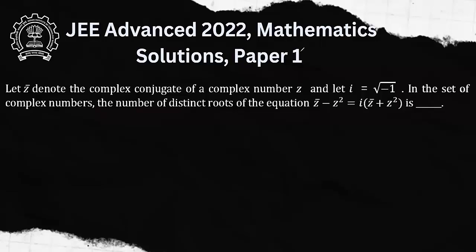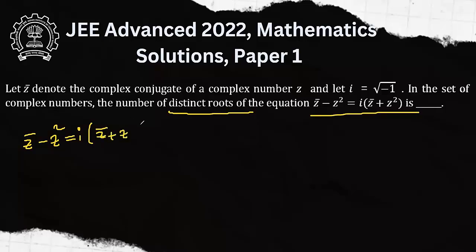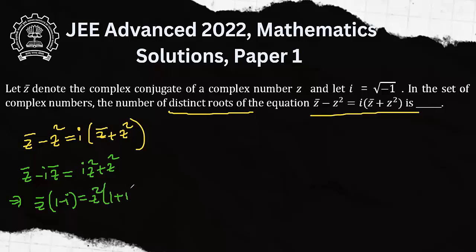This question says that Z bar denotes the complex conjugate of a complex number Z, and this equation is given to us. We have to solve it and tell how many distinct roots there are for the given equation. First we'll rearrange the equation. Z bar minus Z square is equal to I times Z bar plus Z square. I'll bring Z bar minus I Z bar is equal to I Z square plus Z square, that is giving me Z bar (1 minus I) is equal to Z square (1 plus I).